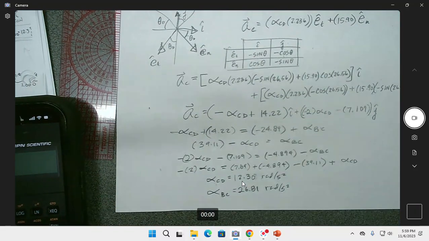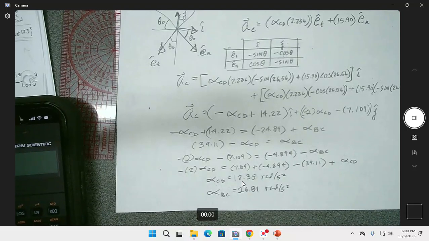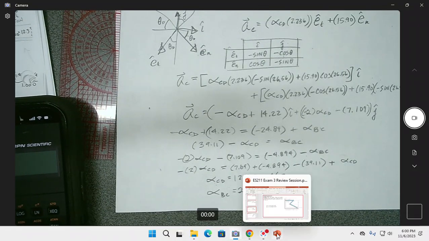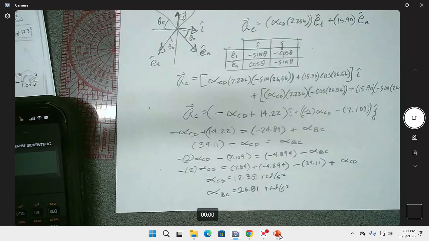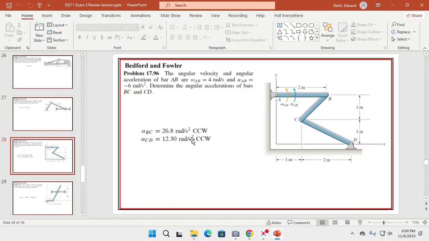The satisfying thing to do at the end is you go back and say, well, we had 12.3 and 12.8. Woo, look at that. Or 20, what did I say? I said the wrong thing. 26.81, 26.8, 12.3. We did it. We did it. Just like Dora the Explorer. We did it.